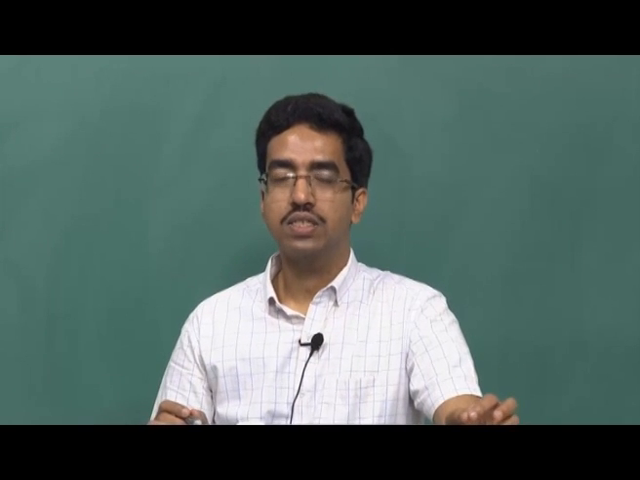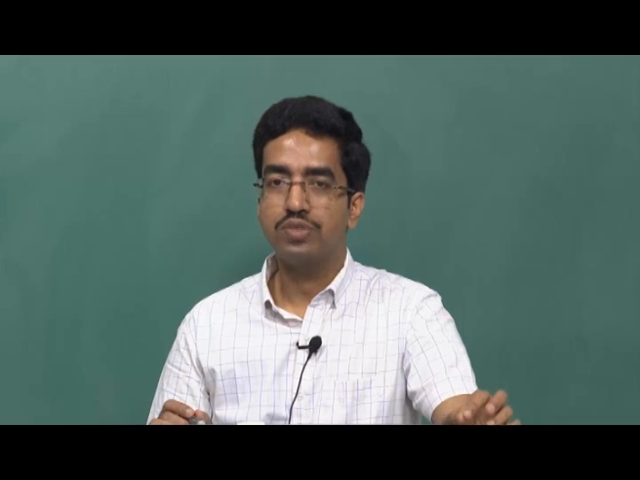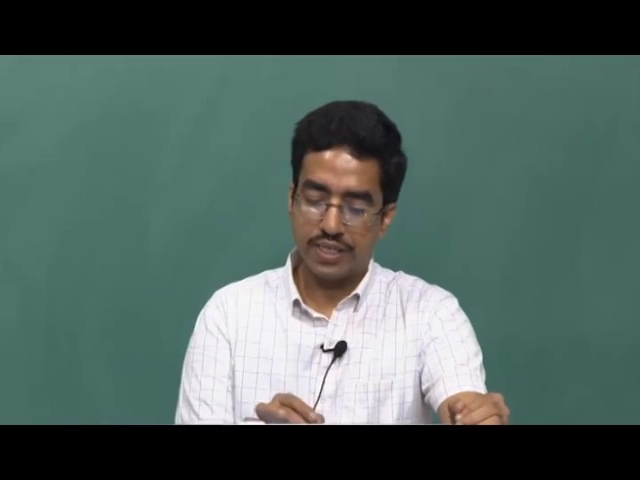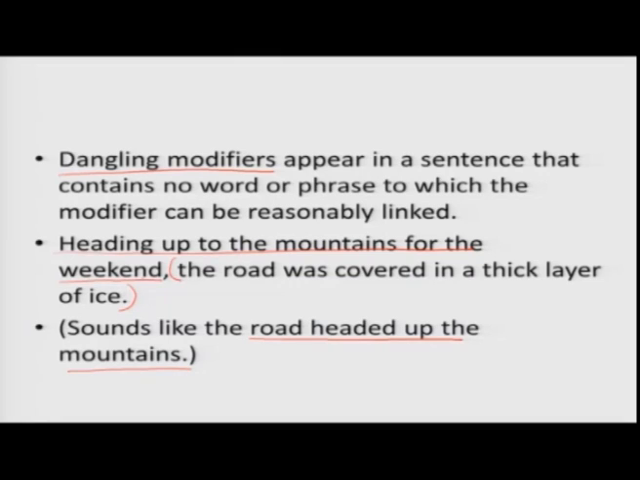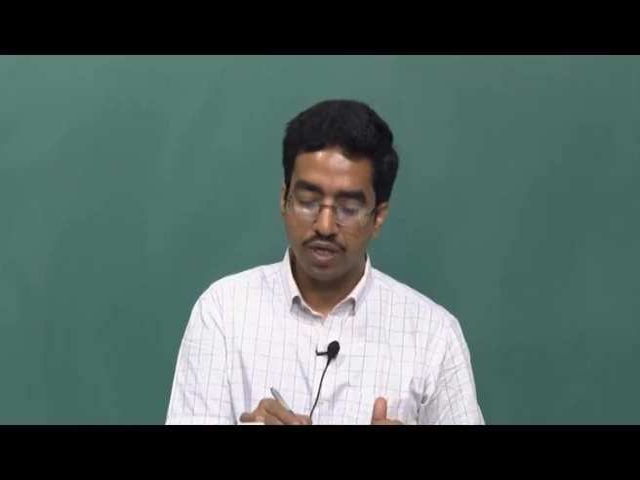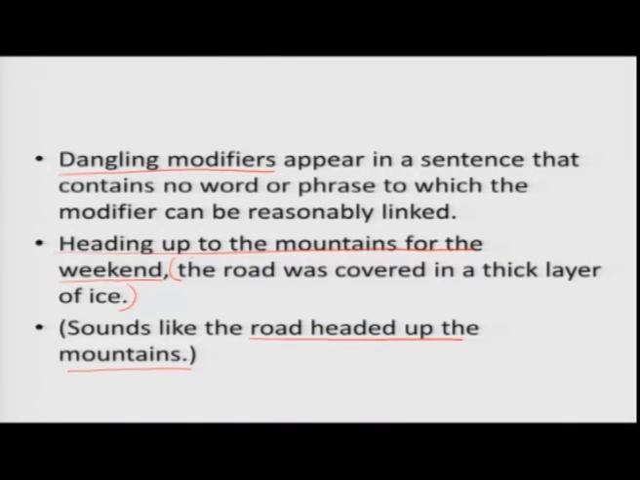So, you need a subject there. So, you can say heading up to the mountains for the weekend, we saw that the road was covered in a thick layer of ice. This is what we call dangling modifiers. You have the modifier here, but the modified part is missing. So, you add something like this, then the sentence is now more appropriate.